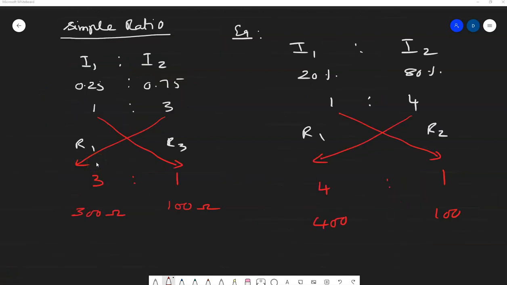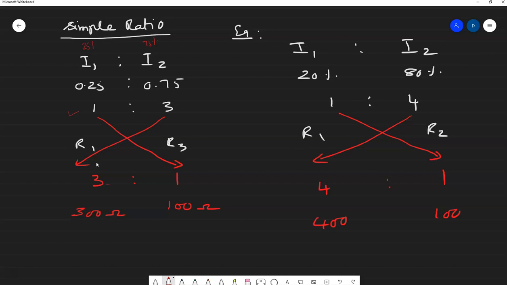You can also apply a simple ratio concept for the previous problem. We are given that the current in I1 is 25% and the current in I2 is 75%. So I have written I1 is to I2 as a ratio, which is 0.25 is to 0.75. Get the integer equivalent of that, which is 1 is to 3. And I'm just going to cross multiply, so I get the ratio of resistance R1 and R3 is 3 is to 1.